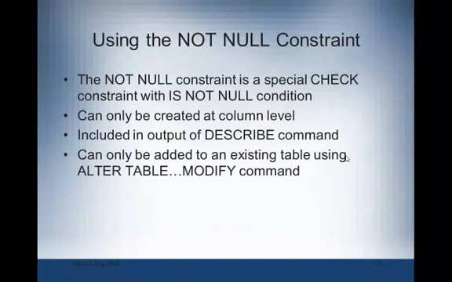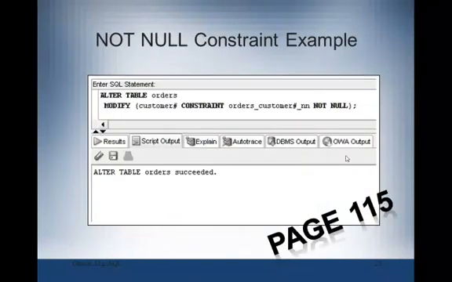A not null constraint can only be added to an existing table using the alter table statement with the modify clause. You can't add a not null constraint to an existing table. You have to modify an existing column to create the not null constraint for an existing table. Page 115 has an example.